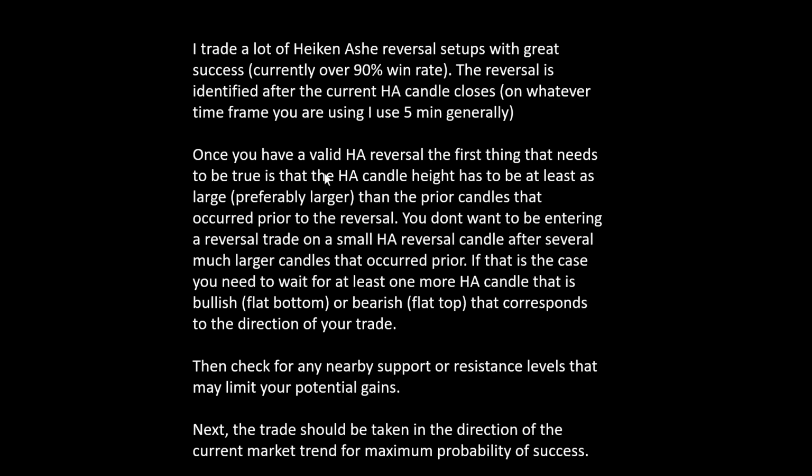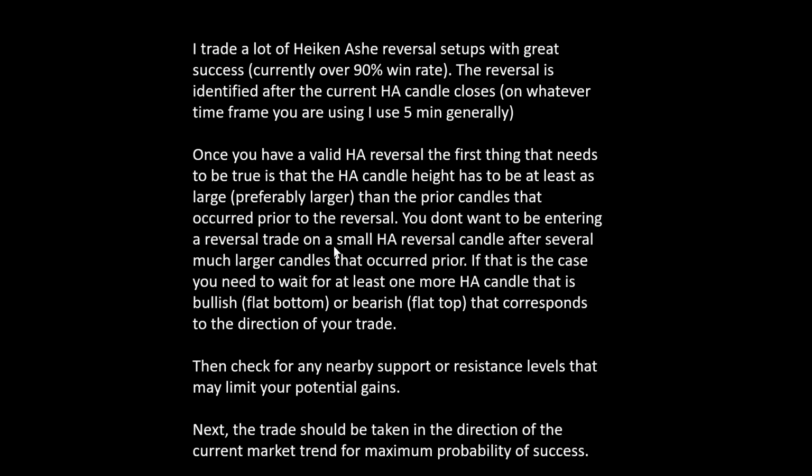And again, once you have a valid Heiken-Ashi reversal, the first thing that needs to be true is that the Heiken-Ashi candle height has to be at least as large, preferably larger, than the candles that occurred prior to the reversal. So if you get a stock coming down strongly, you're getting a lot of bearish candles with flat tops on them, and they're all red, when you get a reversal and a Heiken-Ashi candle to the upside with a flat bottom, you need that candle to be fairly large if the downside on the bearish candles was large. And we'll show some examples of this.